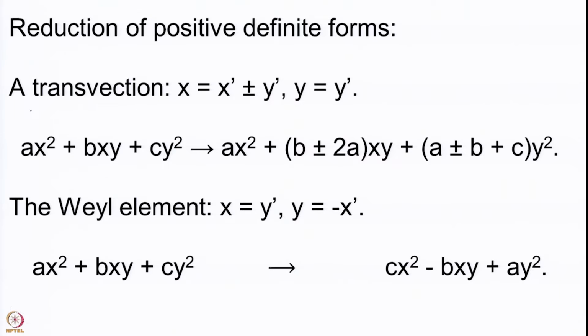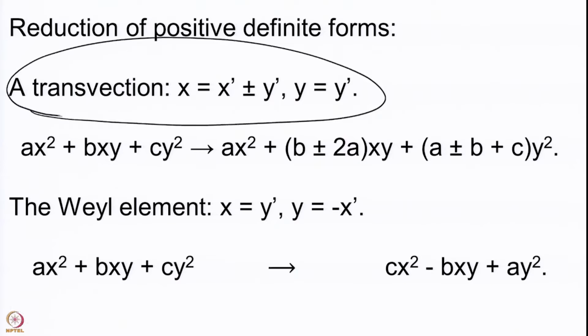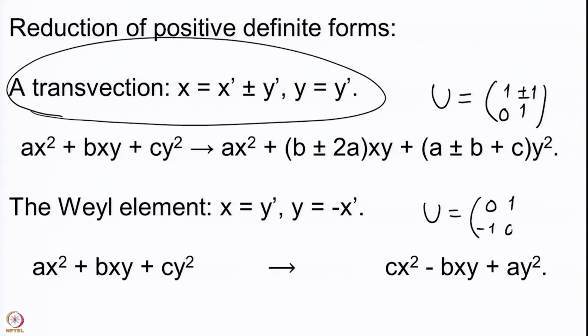The first one is called a transvection. This is represented by the matrix whose diagonal entries are 1, the upper diagonal entry can be plus or minus 1, and the lower diagonal entry is 0. And this element, the Weyl element, is represented by the matrix 0, 1, minus 1, 0.